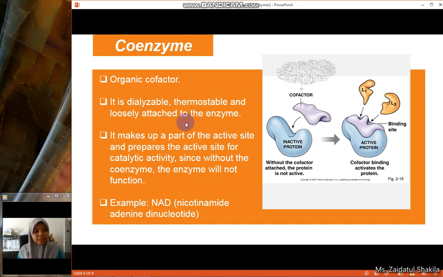What are the functions of coenzyme? It makes up a part of the active site of the enzyme and prepares the active site for catalytic activity, since without coenzyme, the enzyme will not function well. For example, like this diagram, without cofactor attached to the enzyme, the protein, aka the enzyme, will not be active, and with the presence of cofactor, the enzyme can bind to the substrate. Right? An example of coenzyme is NAD. The full name of NAD is nicotinamide adenine dinucleotide, and it is used in cellular respiration.